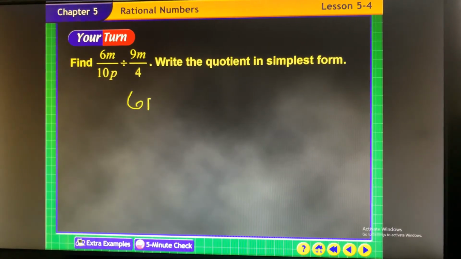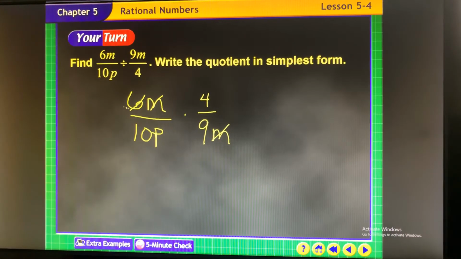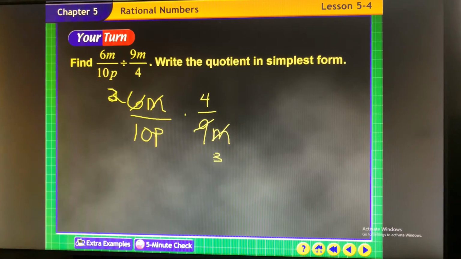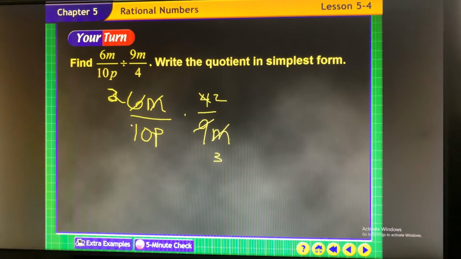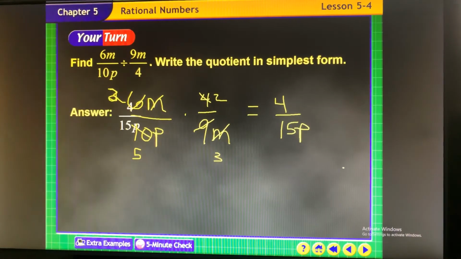Skip it. Oops. And flip it. 9m. M's cancel. The 6 becomes a 3. How about the 6 becomes a 2? The 9 becomes a 3. The 4 becomes a 2, and 2 goes into 10 5 times. So I'm left with 4 over 15, and don't forget the P.